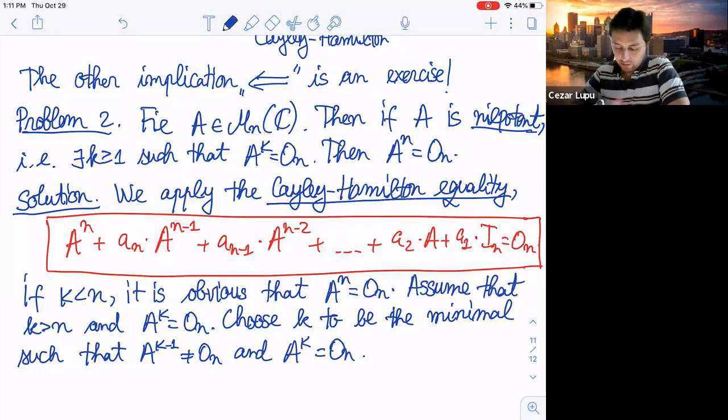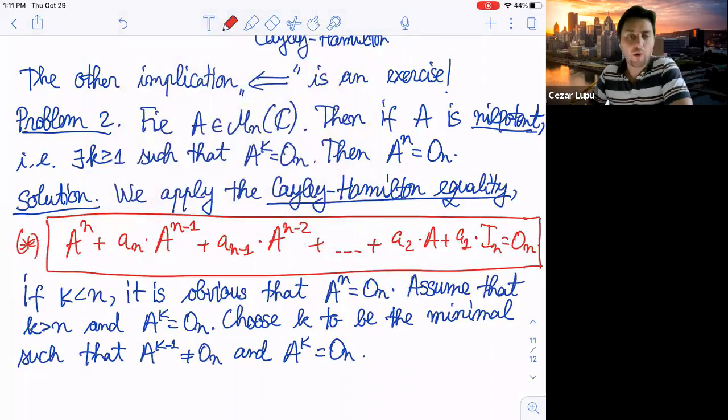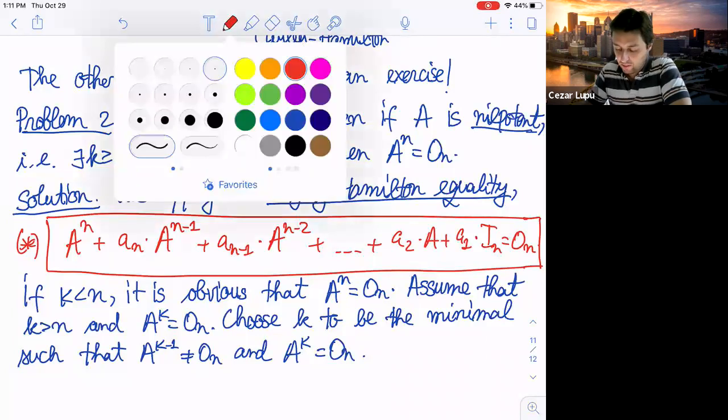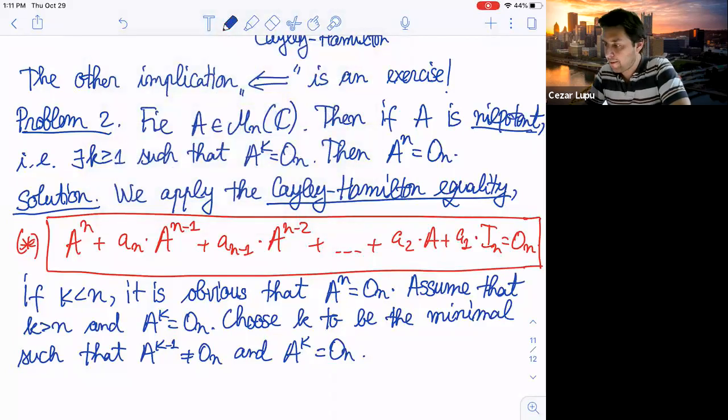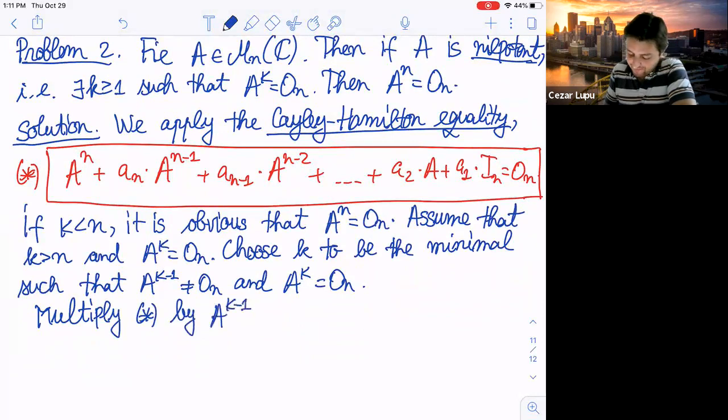Let's call this star here. Now what we're going to do is multiply this Cayley-Hamilton equality, star, by A to the power k minus 1.